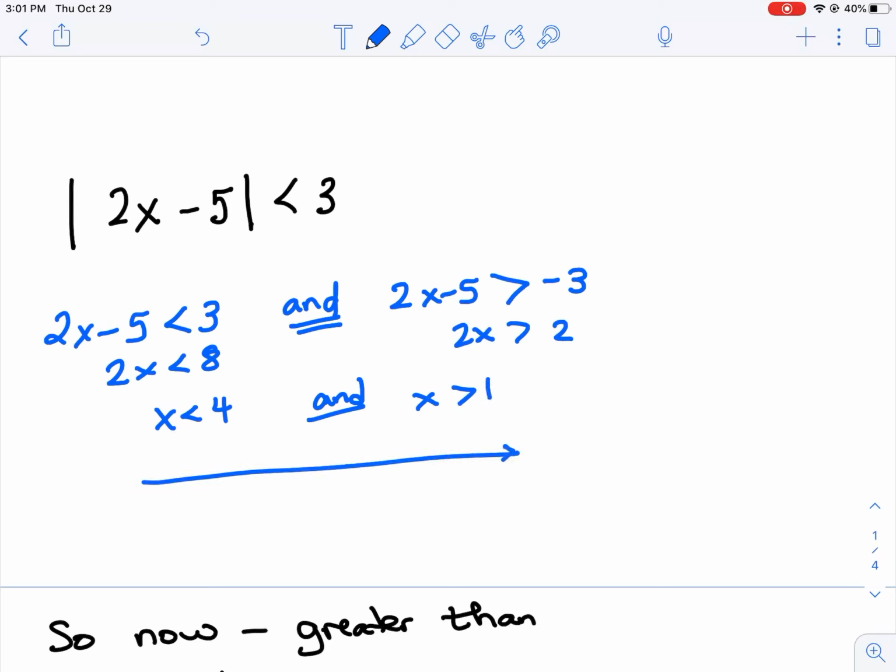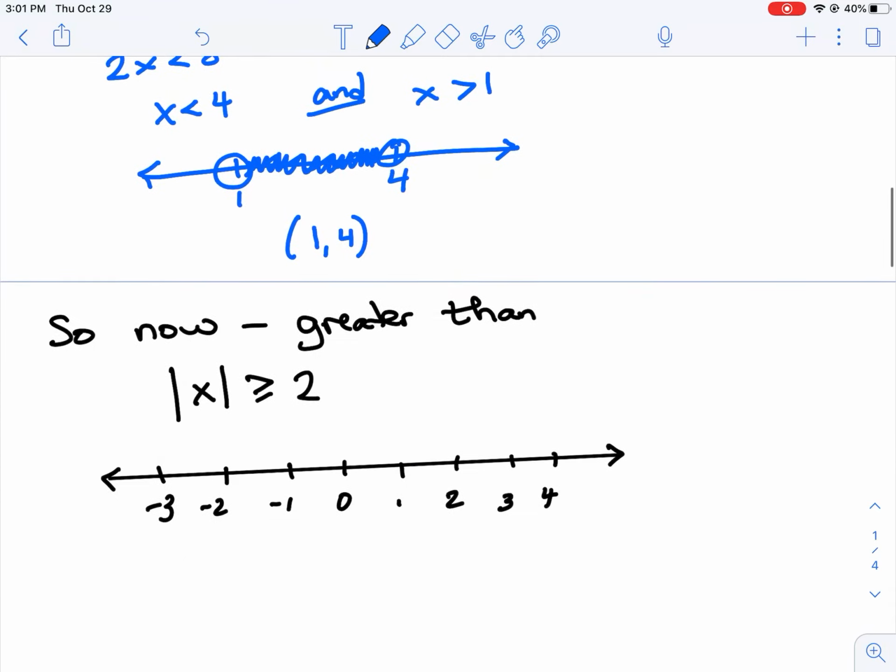So if I were to graph that, I would have 1 and 4. It's less than 4, so it's an open circle this way, but it has to be greater than 1, so it's an open circle this way. This is the and statement. If I'm doing it in interval notation, I would do (1, 4). Okay, so make sure you watch the video to see and, less than.